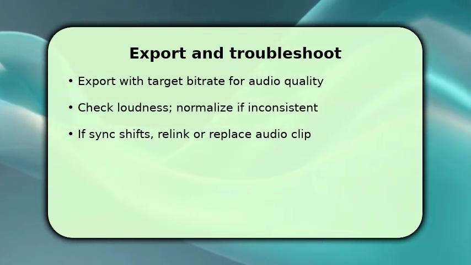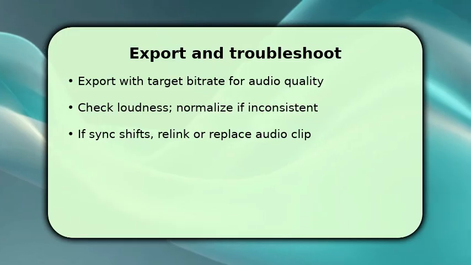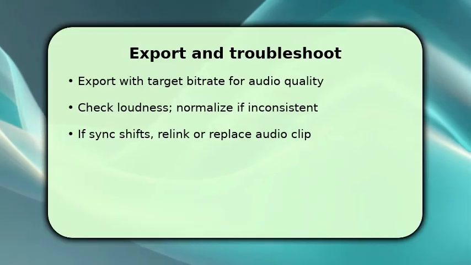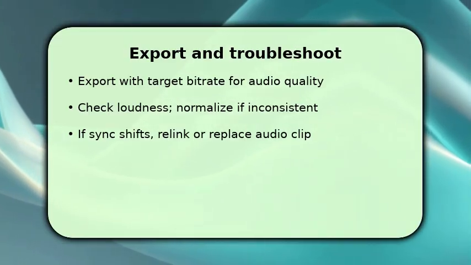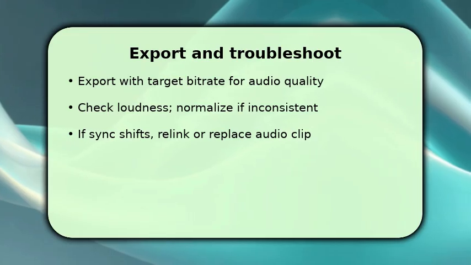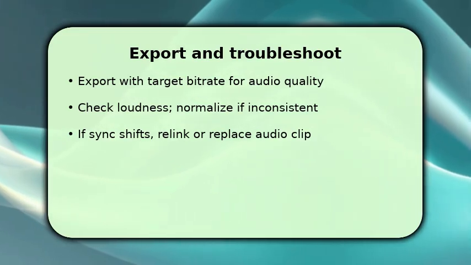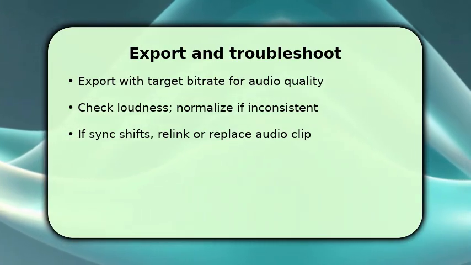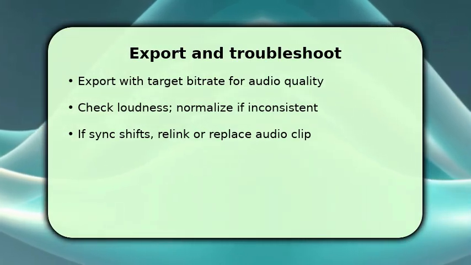If you notice synchronization drift, relink the original audio or replace the exported music clip and reconform by snapping it to the same timeline markers. Sometimes re-rendering the music at exact project sample rate fixes drift. If loudness varies, normalize or apply a limiter. Save a version project to avoid losing fixes.